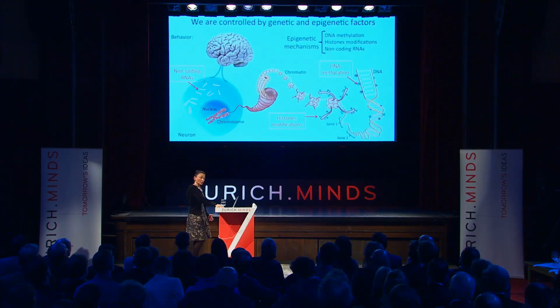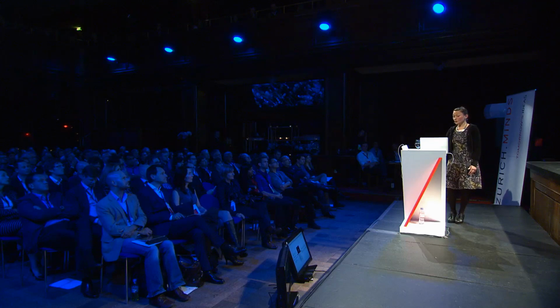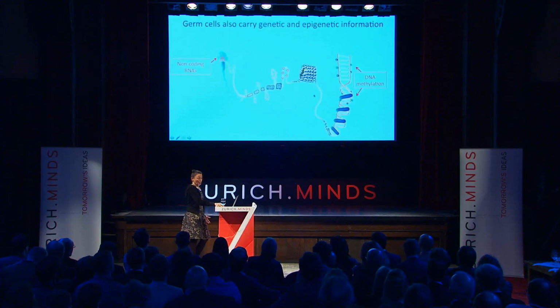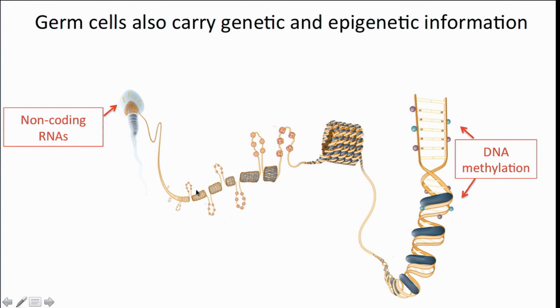Now, for the transmission of characters which are acquired due to exposure to certain environments, the only link between generations are germ cells. So if an individual which carries germ cells is exposed to environmental factors or trauma in early life, and this leaves prints onto germ cells, this will alter the health and the behavior of the progeny. So germ cells, and I'm showing here a male germ cell, do contain genes and epigenetic mechanisms. You may notice that the chromatin in sperm cells is a bit different because it's such a tiny cell that it needs to be compacted, and protein histones are replaced by protamines here. But there are two major epigenetic mechanisms which are known to occur in male germ cells. This is DNA methylation, exactly the same as in other cells of the body, and non-coding RNA.